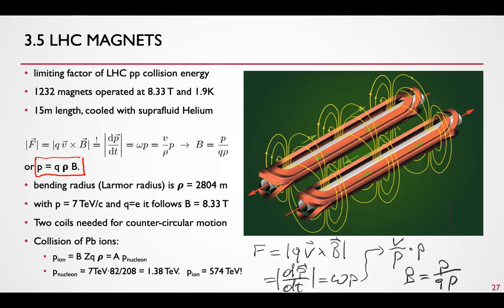Currently we have 6.5 TeV, but it's going to be increased now. And you put in the electric charge. It follows that B is 8.3 Tesla, and that's what we designed the magnets for. As I said, we currently run at a slightly smaller energy and magnetic field. So give me a large radius, give me a large B field. In other words, give me a magnet that can tolerate that large B field.